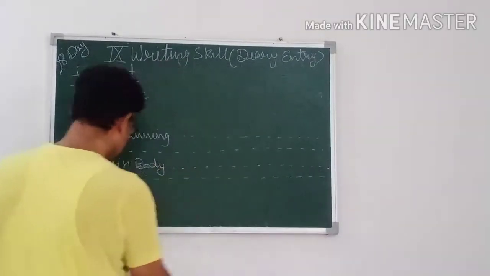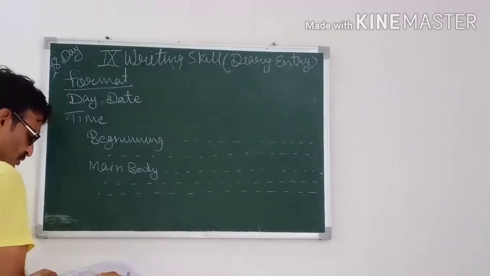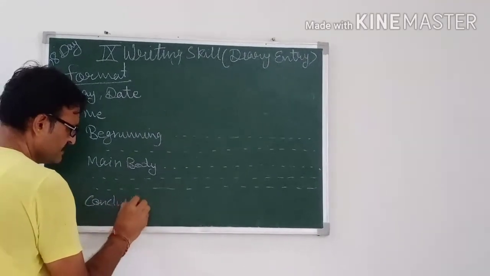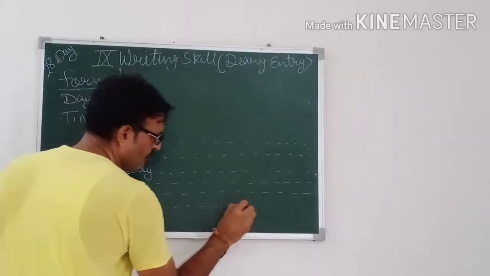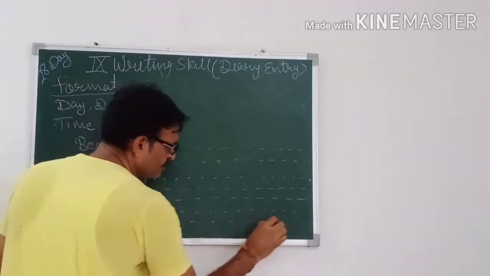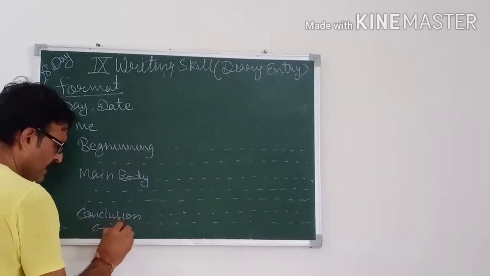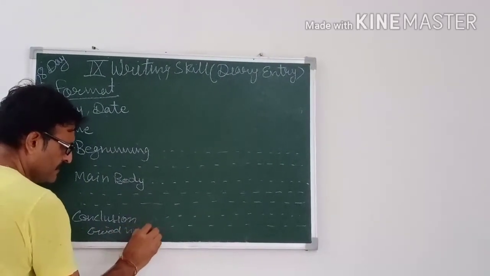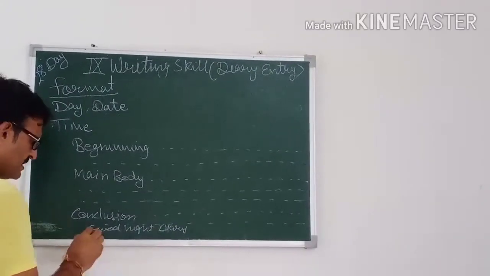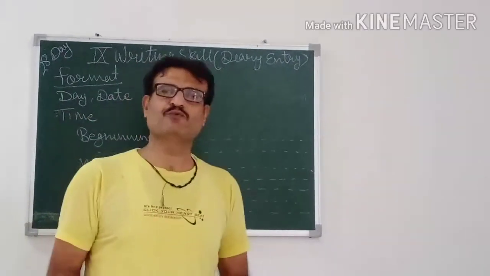In this way the format will be ready, and you have to write in this manner, following all these steps, in the form of your own composition for whatever you want to write. And at last you can also write "Good night, diary", and at the end whatever XYZ, your friend, whatever you want to write.